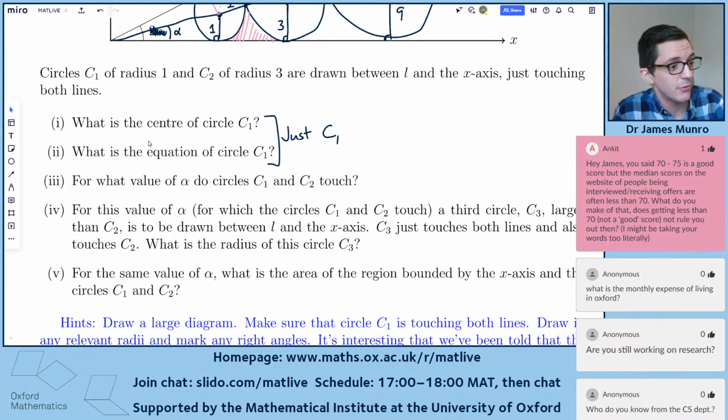The median scores of people being interviewed or receiving offers are often less than 70. It's gone that way around. What do I make of that? Is getting less than 70 not a good score? It does not rule you out, because it's not a hard cut-off on the maths. We don't have a sort of pass mark where we interview people and we don't interview people.